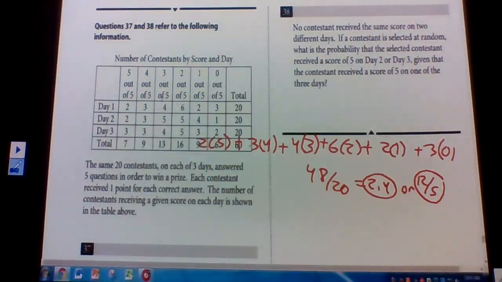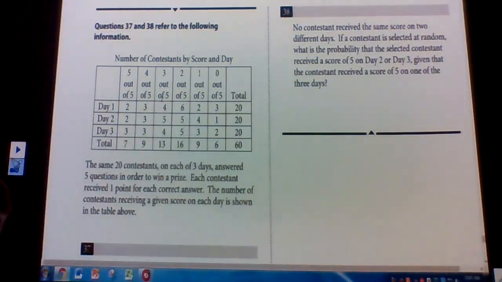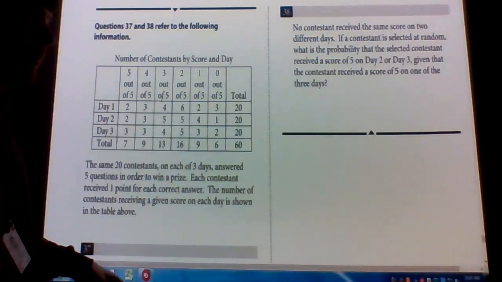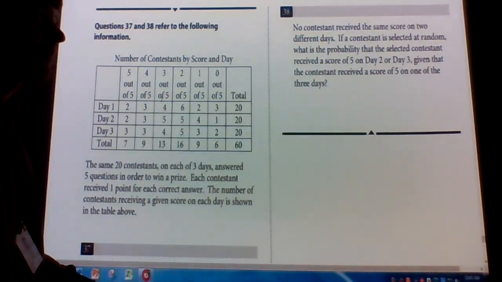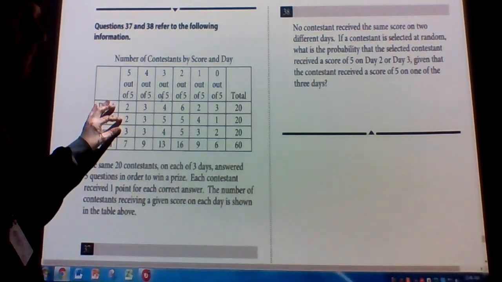Okay, no contestant received the same score on 2 different days. If a contestant is selected at random, what is the probability that the selected contestant received a score of 5 on day 2 or day 3, given that the contestant received a score of 5 on one of the 3 days? So, no contestant received the same score on 2 different days. If a contestant is selected at random, what is the probability that the selected contestant received a score of 5 on day 2 or 3, given that the contestant received a score of 5 on one of the days?